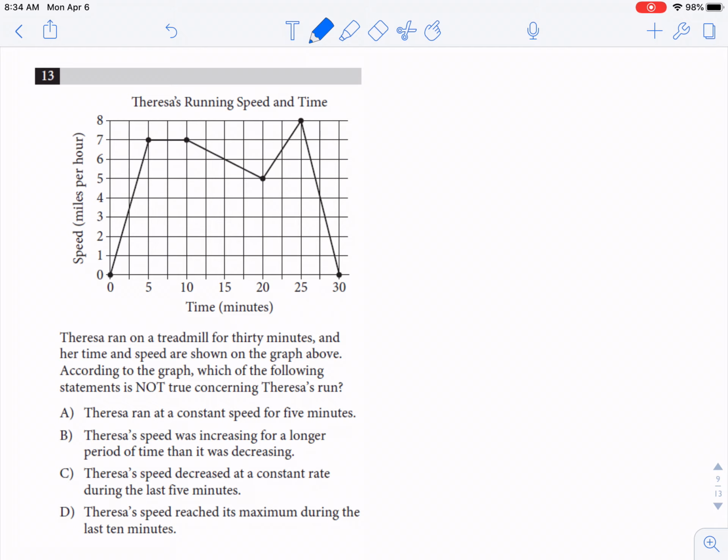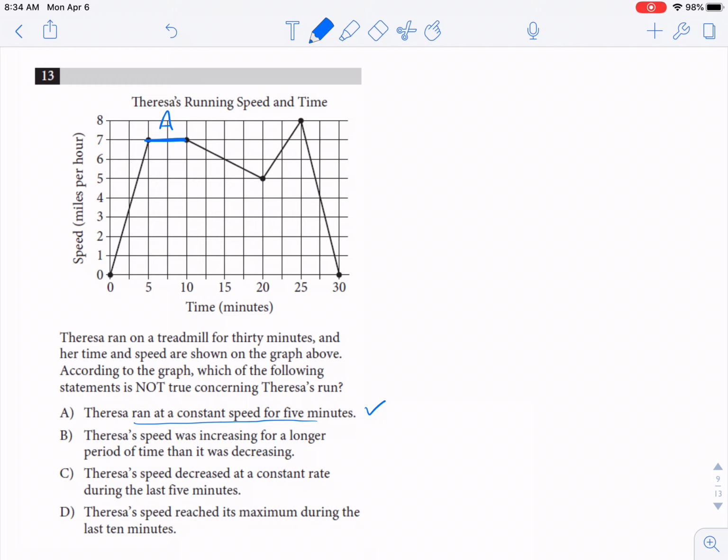All right, so Teresa ran on her treadmill for 30 minutes, and her time and speed are shown on the graph above. According to the graph, which of the following statements is not true? All right, she ran at a constant speed for 5 minutes. There's your 5-minute constant speed. Constant speed means it neither goes up nor down, so that one's correct.